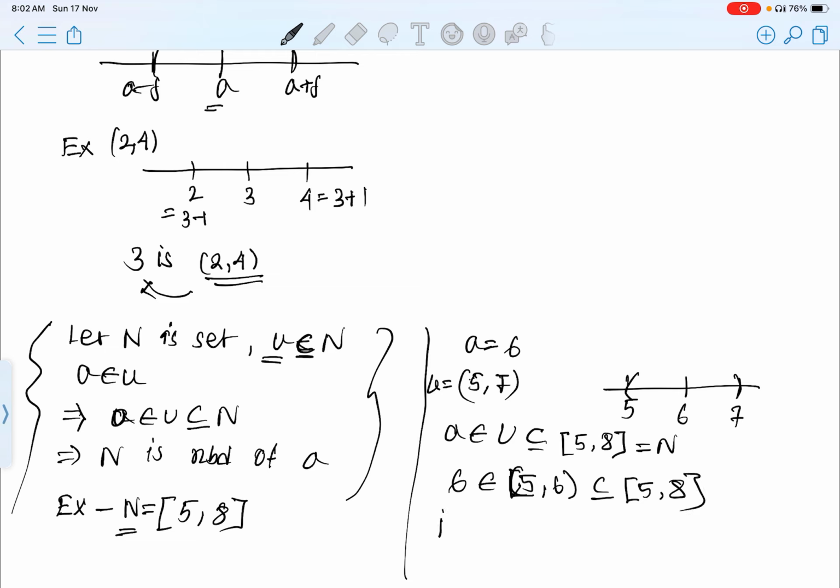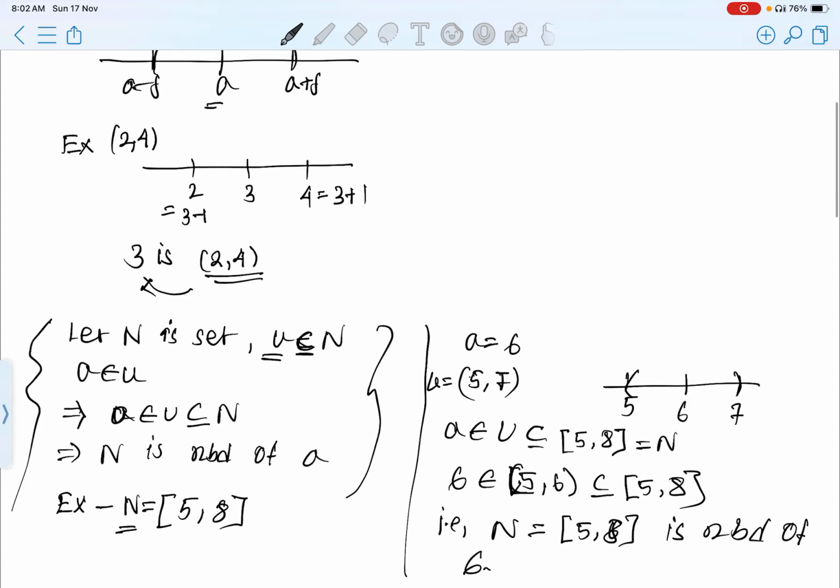That is, N is the neighborhood of 6. Okay, I think the neighborhood definition is clear.